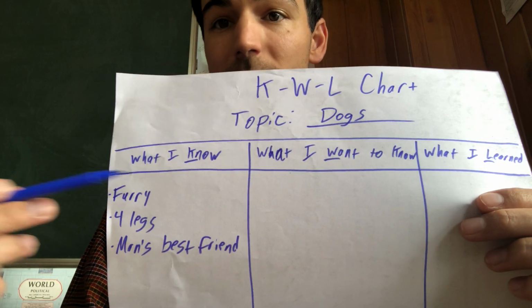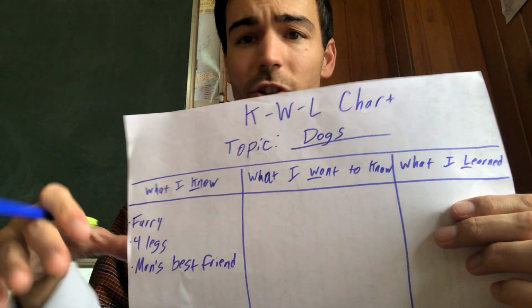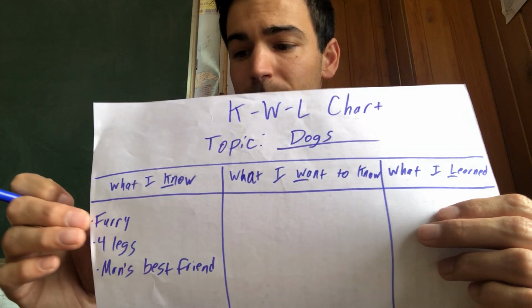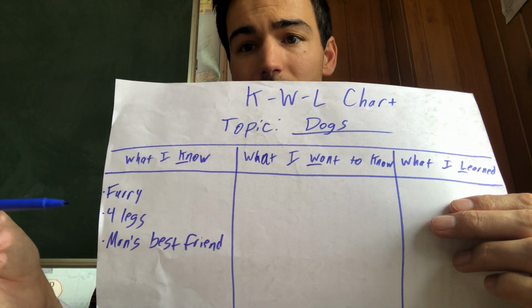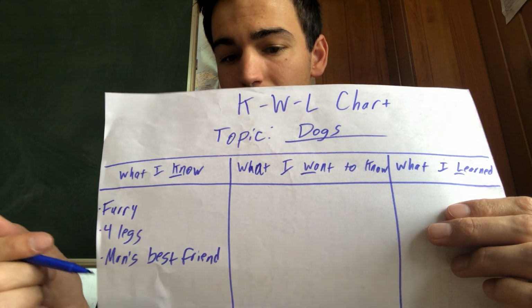So see, I didn't write this out as sentences. I didn't say, I know that dogs are furry. In a KWL chart, you don't need to write complete sentences. It's one of the only times in my class where you don't need to. Instead, you just do a list, bullet points, listing out what you already know about the topic.